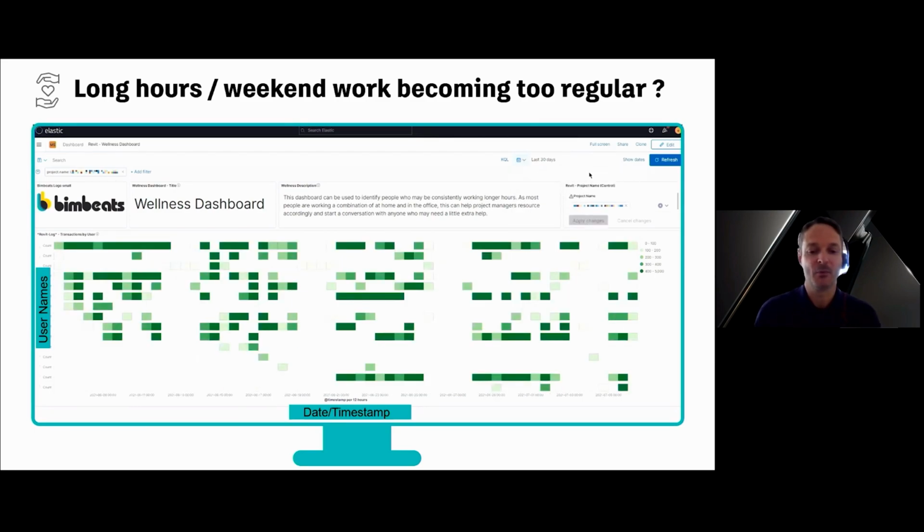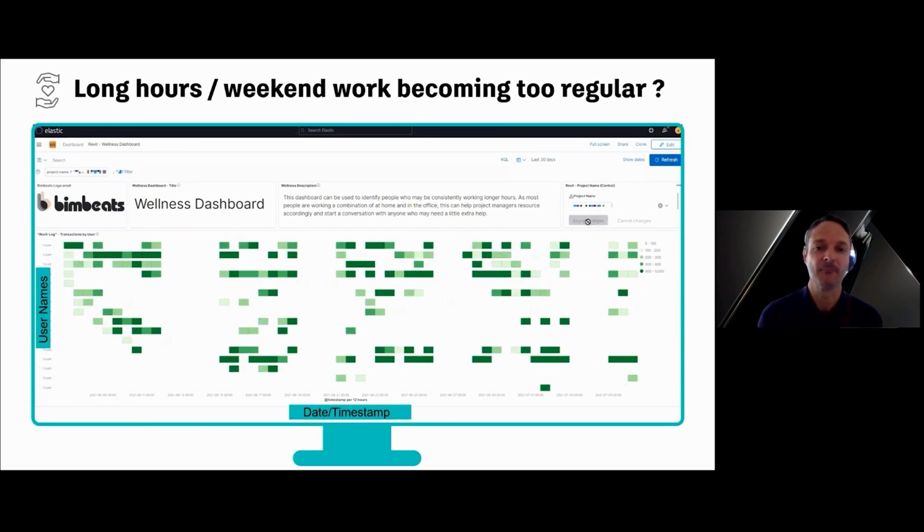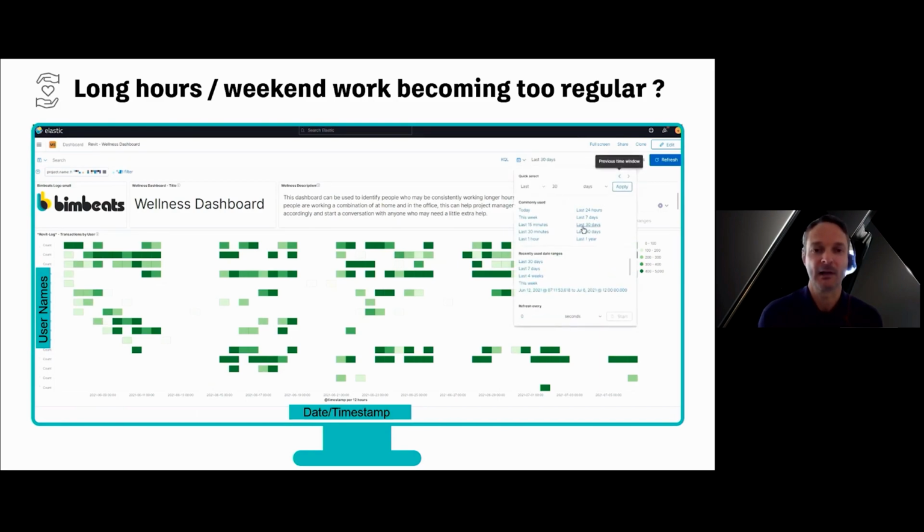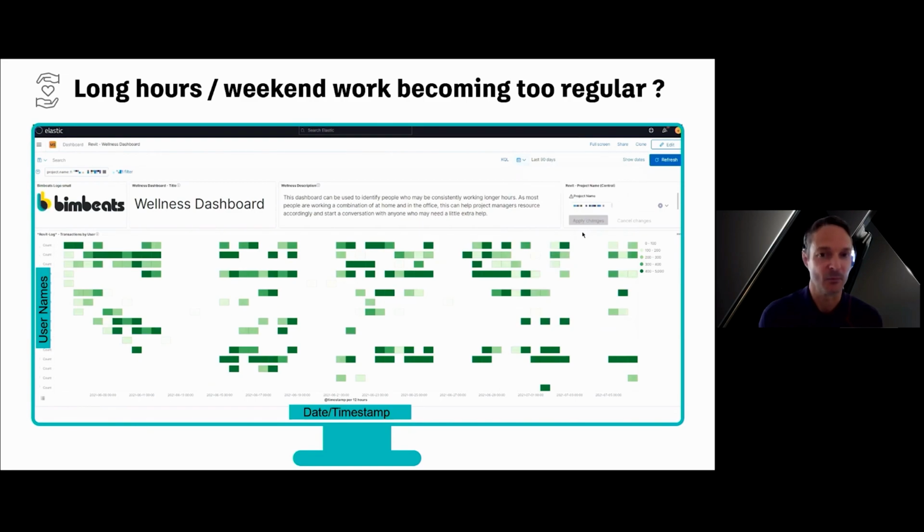And this wasn't from a point of view of checking up to make sure that people were doing their 8 hours a day. This was more about trying to understand the new patterns, the new ways of working with people working from home. And we wanted to make sure that we were able to look at who was putting in long hours regularly every week.